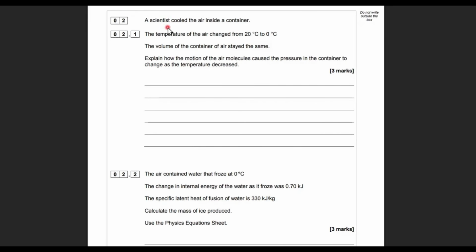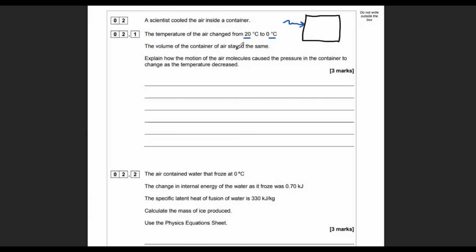Okay, two. A scientist cooled the air inside a container. So they've got a container. Here it is. And they're cooling it down. So they're zapping it with cold. How do we show cold? Okay. The temperature of the air changed from 20 to 0. So it went down by 20 degrees.